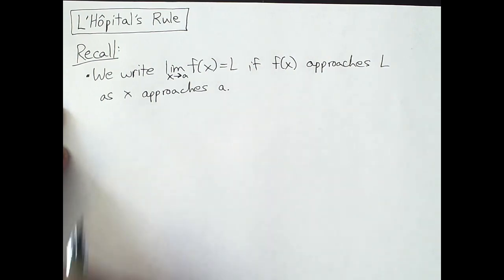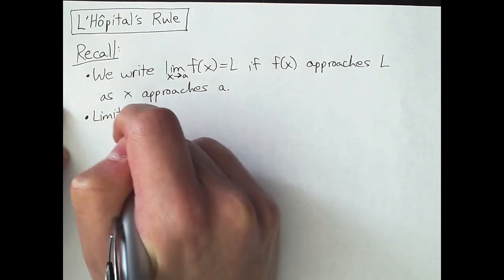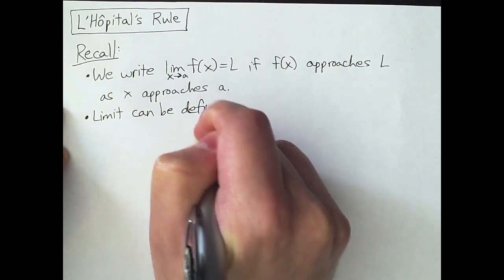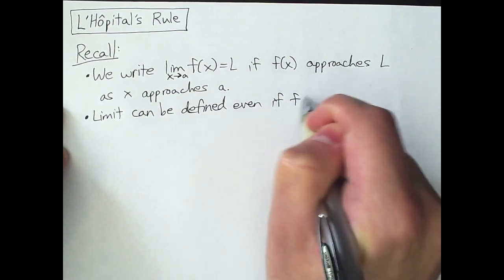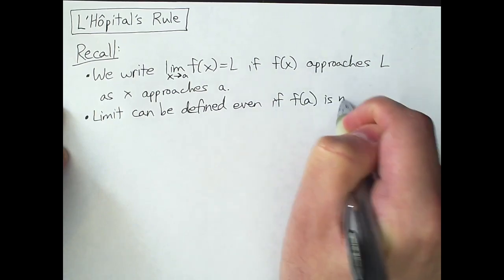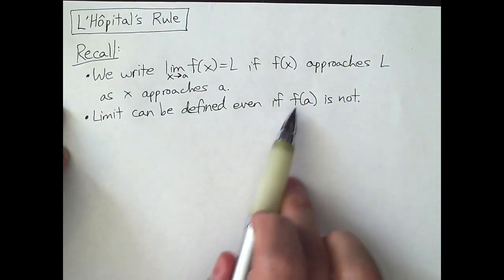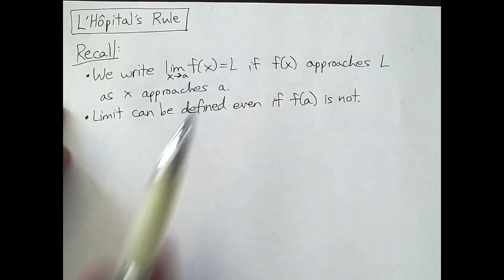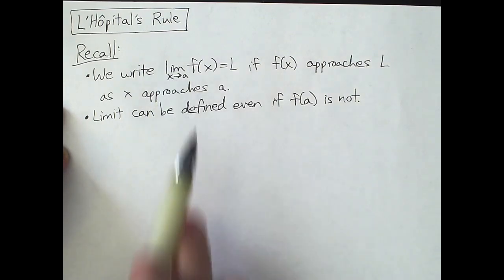We could also remind ourselves that a limit can be defined even if f of a is not. We saw that visually with some examples earlier in the semester, where we would have a graph with a hole in it. The hole means that the function is not defined at that point, but the limit could still be defined. Or not, sometimes it is, sometimes it isn't.